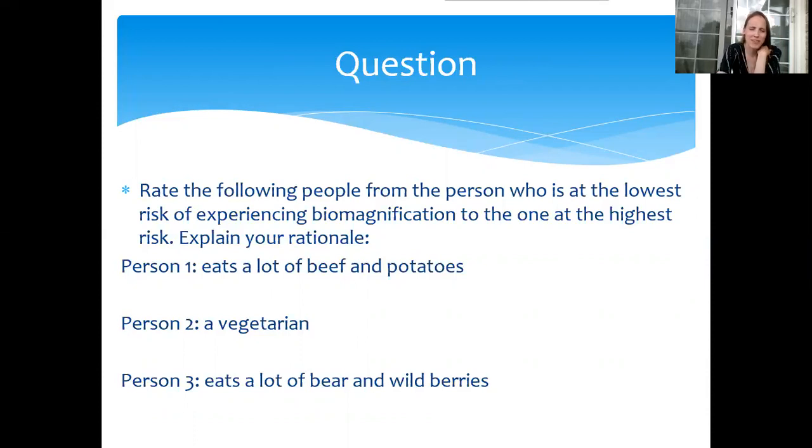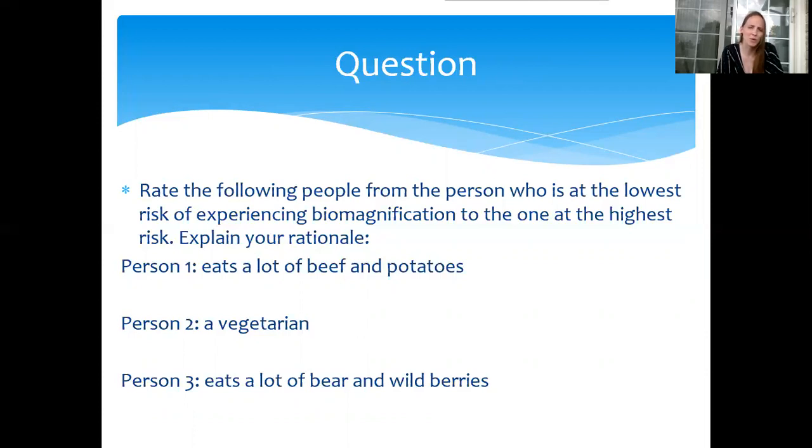So the person who is a vegetarian is only eating things in the first trophic level. That makes them a primary consumer. So they're still fairly low in the trophic levels, which makes them at the lowest risk. Someone who is eating beef and potatoes would be a secondary consumer, because you would have the grass that is eaten by the beef, which is eaten by the human. So a third trophic level secondary consumer human would be still fairly low risk.